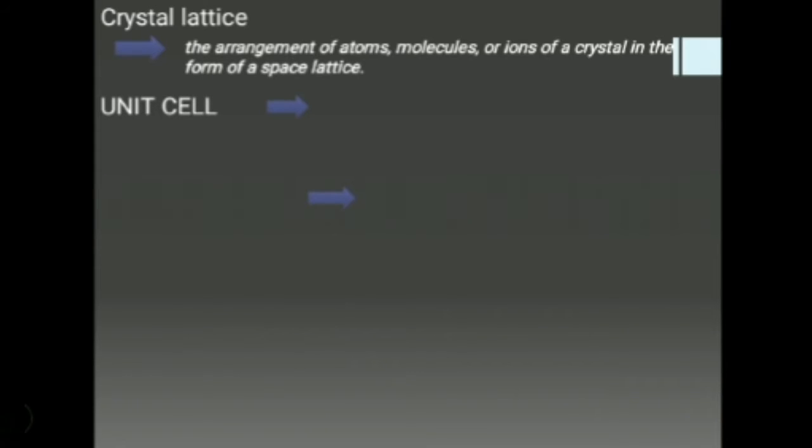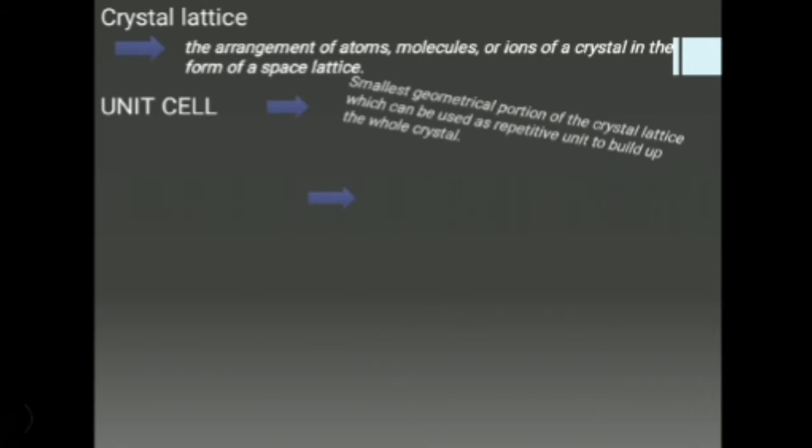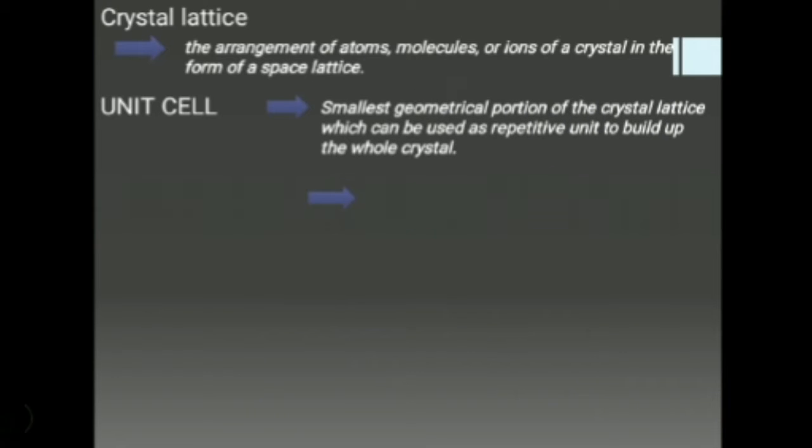Now what is unit cell? A unit cell will be the smallest geometrical portion of a crystal lattice that can represent the whole characteristics of the whole crystal. For example, you can take rock salt. The smallest portion of the rock salt, which gives you all the characteristics, all the properties of the entire crystal system of a rock salt, can be defined as a unit cell.